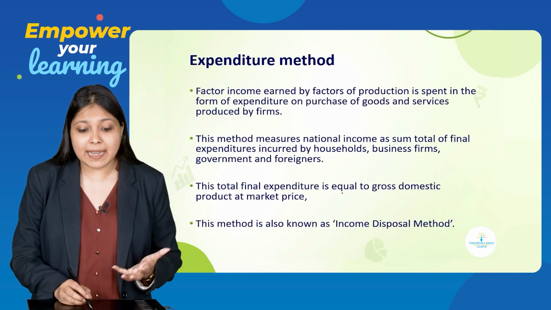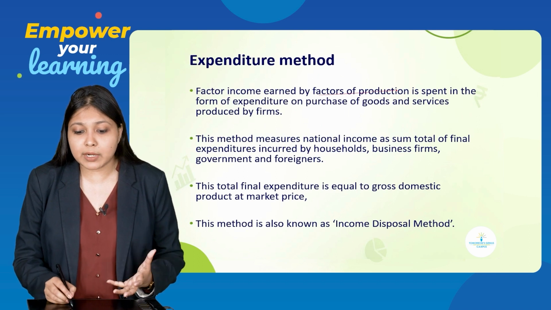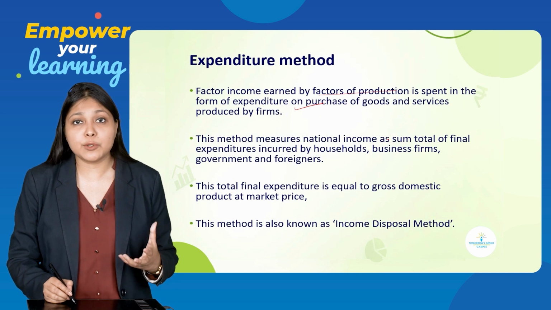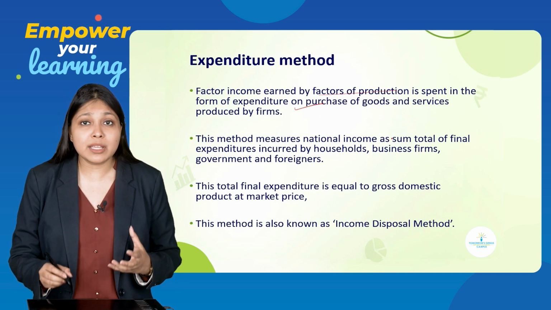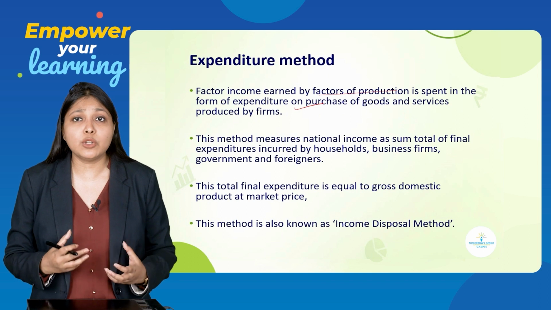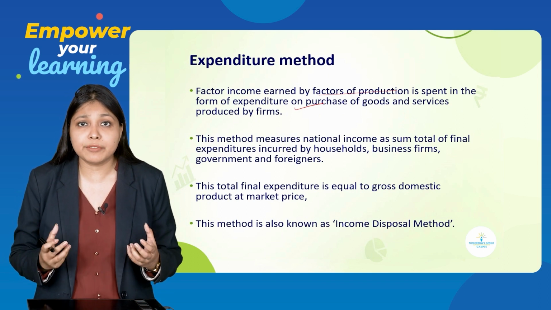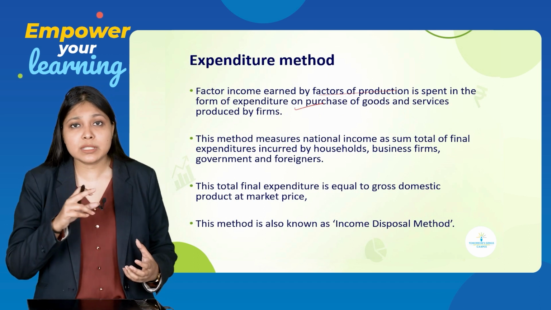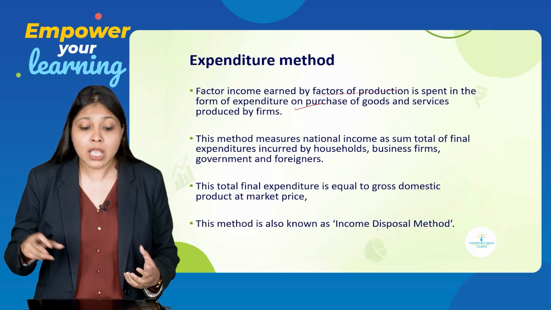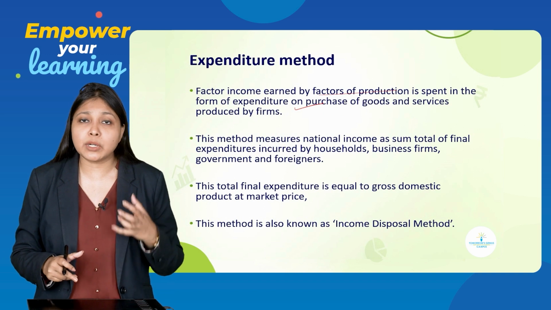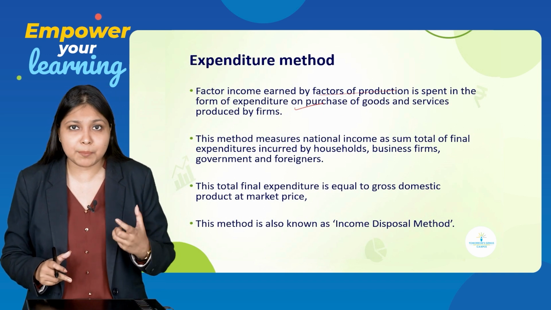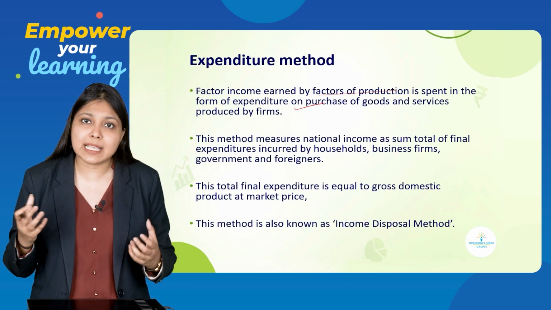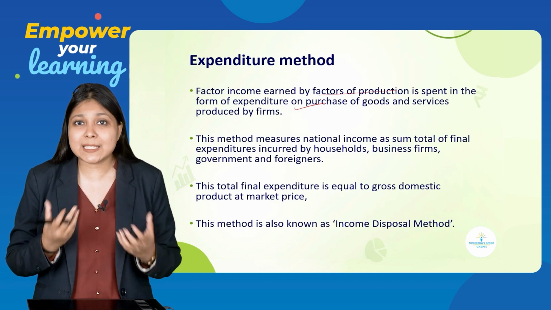Factor income earned by factors of production is spent in the form of expenditure on purchase of goods and services produced by firms. If you all remember, in the starting videos we talked about something called the circular flow of income, wherein we understood how income flows between the two sectors, that is households and firms. The same thing is being said here: whatever factor income is earned by people, ultimately they are going to spend it on the purchase of goods and services. It will become an expense for them.